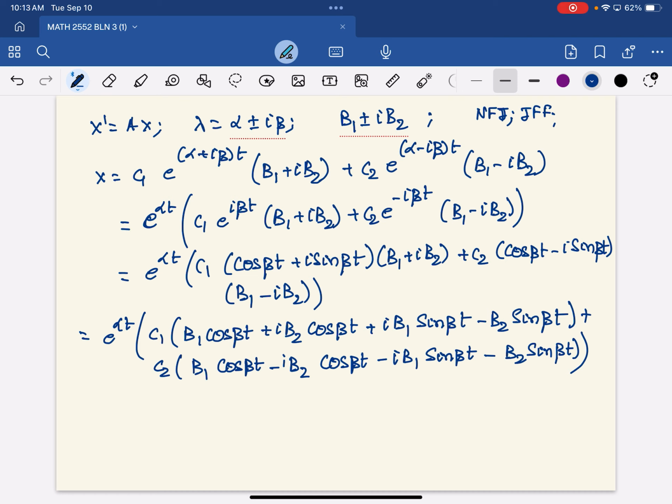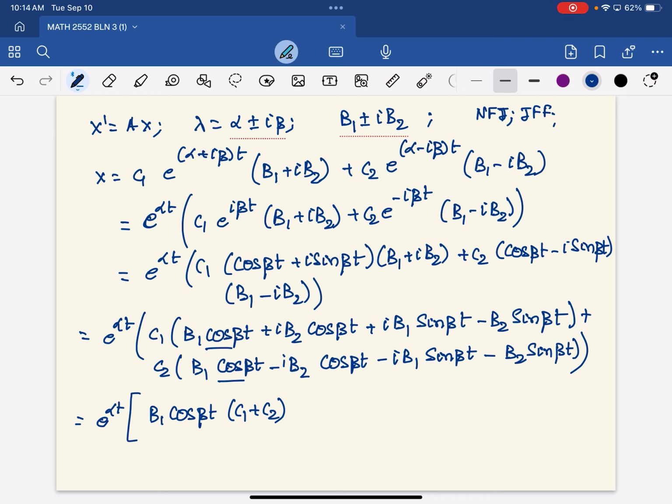So the next thing you can see is that e to the alpha t, B1 cosine beta t is the greatest common factor here. So I can write this as B1 cosine beta t times C1 plus C2. Do you agree? Please stay with me. Make all your effort to stay with me. Don't leave me. Okay? Don't isolate me there.